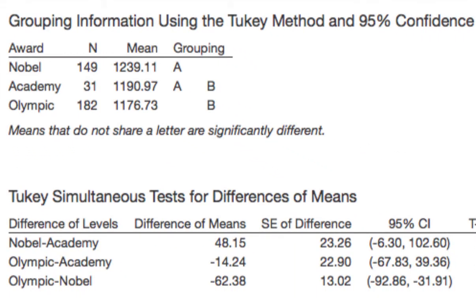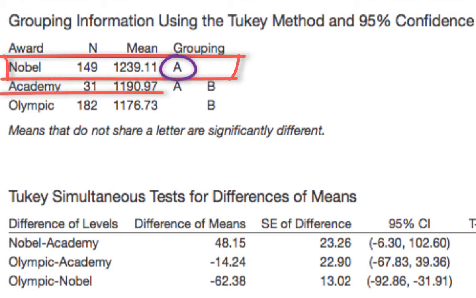Now we're moving on to our Tukey output. First, we get this grouping information table. In this table, means that do not share a letter are significantly different. In this case, Nobel only belongs in group A, and Olympic only belongs in group B. Nobel and Olympic do not share a grouping letter, so the means of these two groups are significantly different.